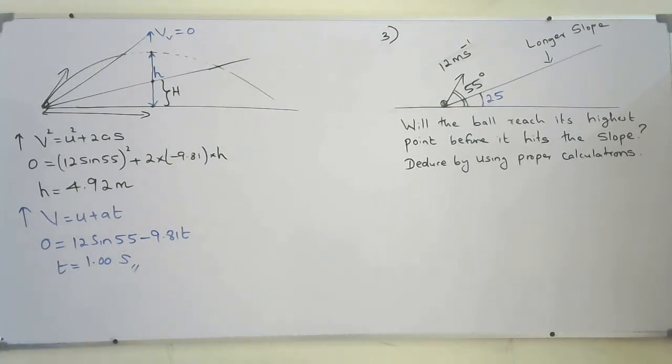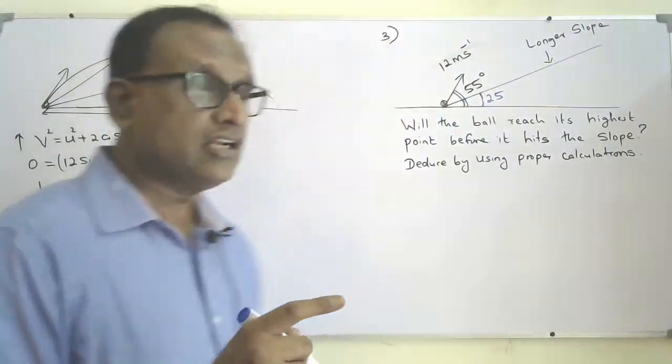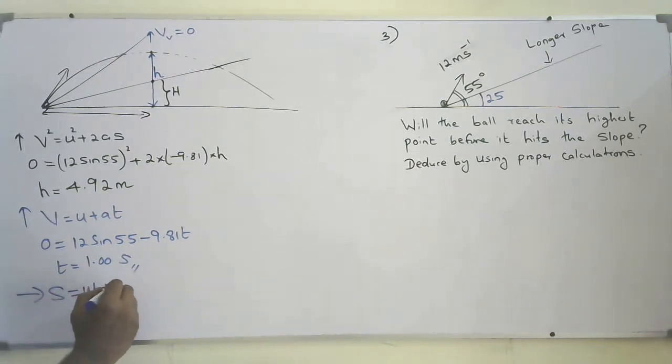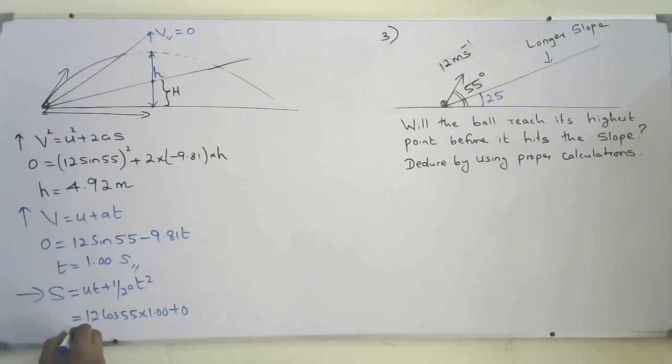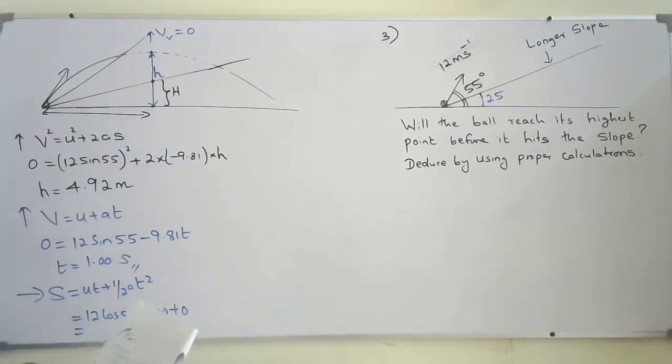Okay, so I'm finding its horizontal displacement when the ball is at its highest point. What will be its horizontal displacement? s equals ut plus half at squared, horizontally. So that will be 12 cos 55 into 1.00, and horizontally there is no acceleration. So if it is reaching its highest point, then its horizontal displacement, which we can find using this, will be equal to 6.88 meters.